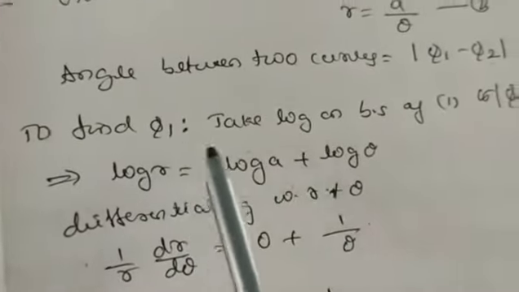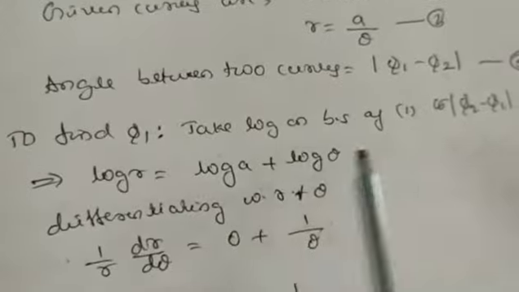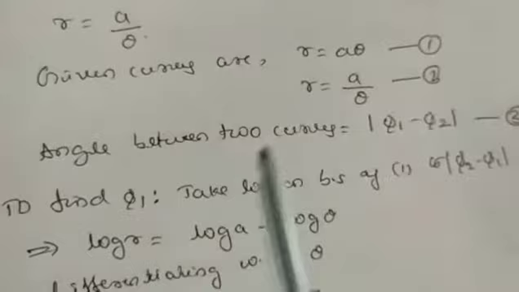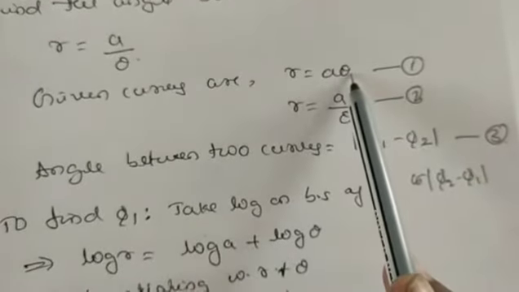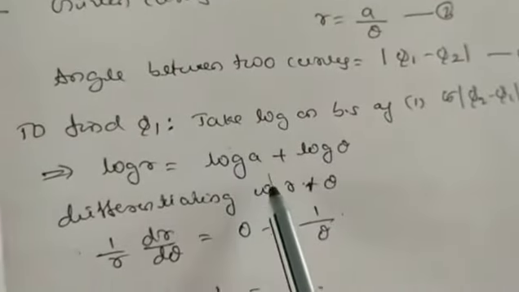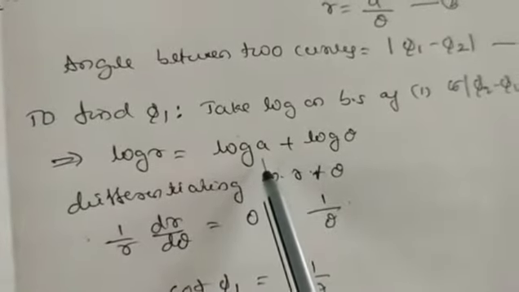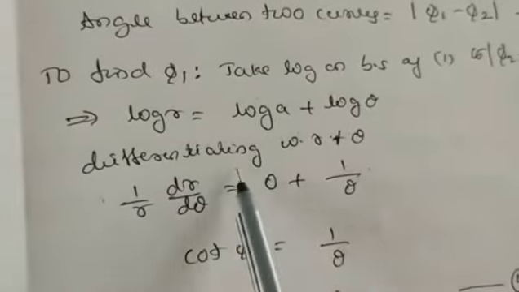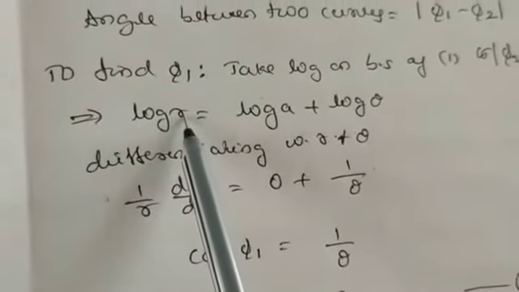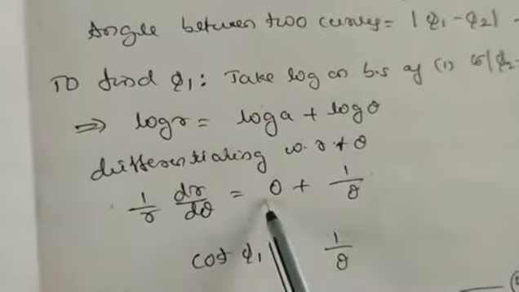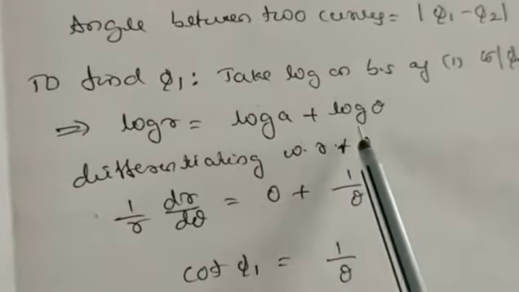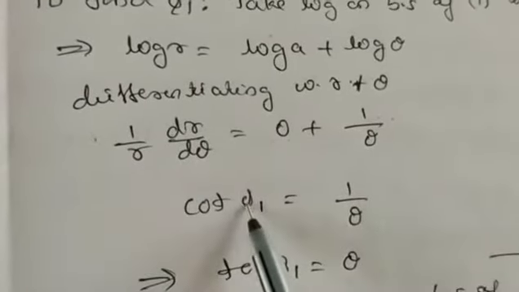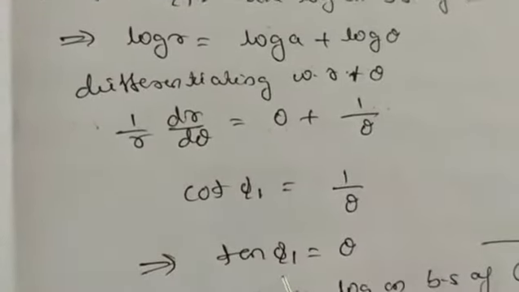Again, to find phi 1, take log on both sides of equation 1. So log r equals log a theta, which is log a plus log theta, because log of m into n equals log m plus log n. Now differentiating with respect to theta, the derivative of log r is 1 by r dr by d theta, equals the derivative of log a, which is 0, plus the derivative of log theta, which is 1 by theta. And we know 1 by r dr by d theta is cot phi 1. So it equals 1 by theta.